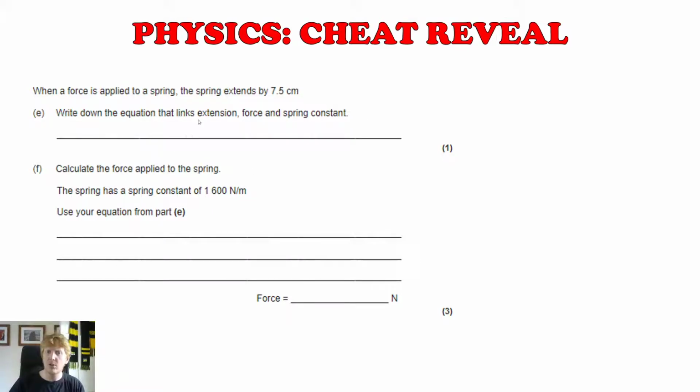So I saw 2 of these questions on last year's exam paper. So you could actually have picked up 6 marks just from doing this thing. All right, so here we go. So write down the equation that links extension, force, and spring constant. You've seen that and you've gone, all right, no idea, right? 0, it's gone, right? And you just don't know what it is.